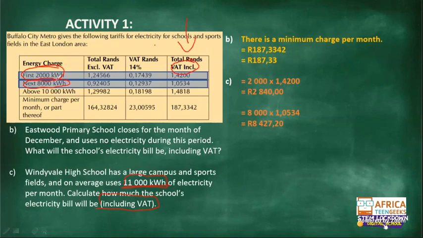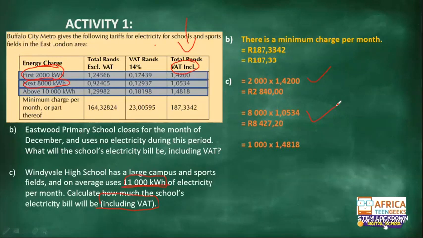Okay. Now, how many kilowatt hours do they use above 10,000? Who can quickly tell me that? How much above 10,000 units do they use? Remember, here we already have 2,000. Here we have 8,000. And we know they use a total of 11,000. That is what the question tells us. They use 11,000 units. So how much is left? There we go, 1,000 more.